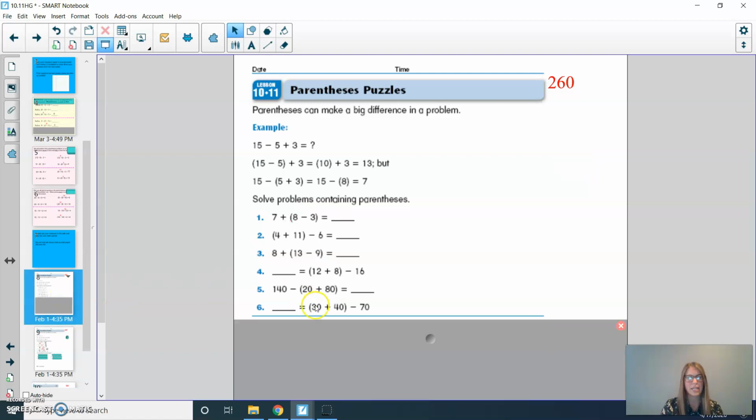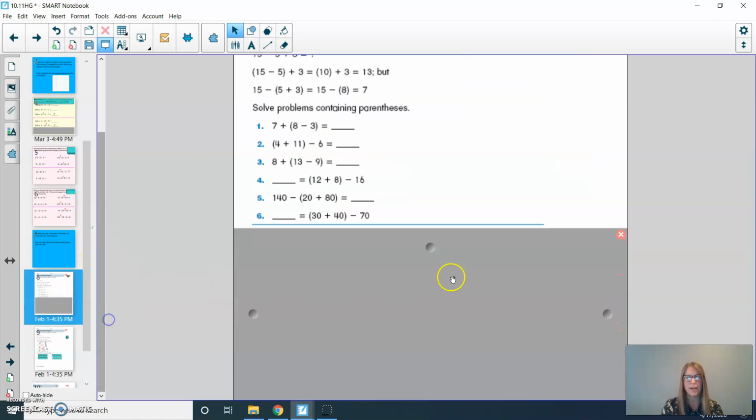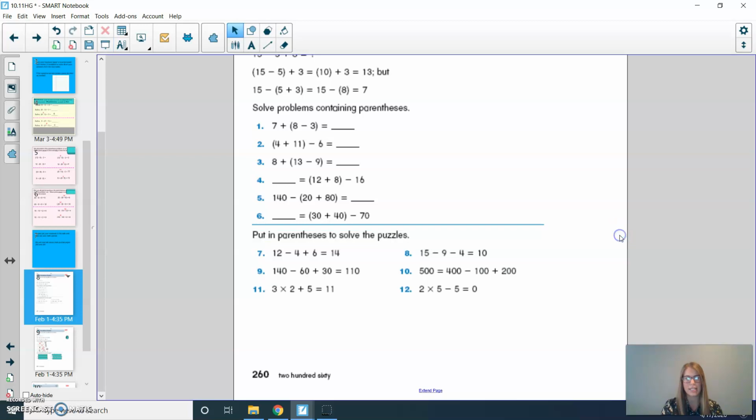Second graders, for the second part of the page, we are adding in the parentheses. So can you put parentheses in order to make these true? So again, if I have 12 minus 4 plus 6 equals 14, where would I put the parentheses in order to get that to be correct? Press pause and then play when you're ready to hear the answer.